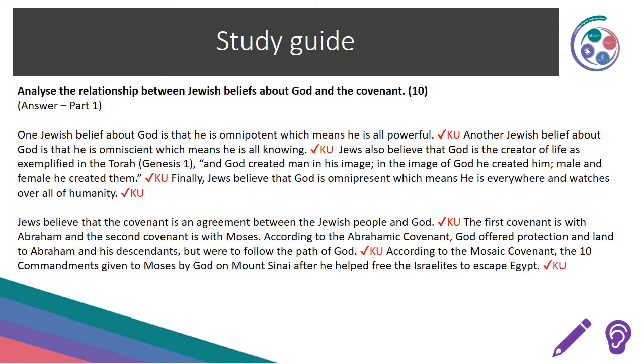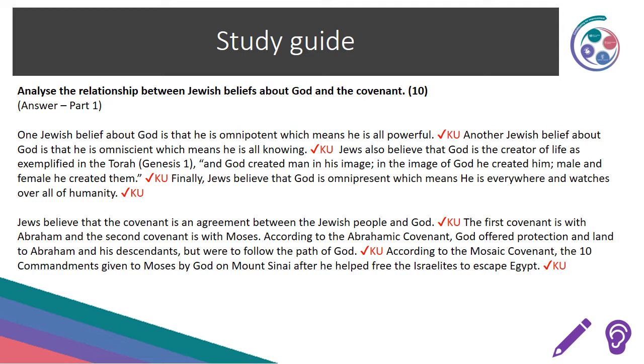Okay, so here's the answers, or where the marks lie for part 1. As you can see there are 1, 2, 3, 4, 5, 6, 7 KU marks in this first bit. The one Jewish belief about God is that he is omnipotent, which means all powerful. That's a KU mark. The second sentence, the Jewish belief about God is that he is omniscient, which means he is all knowing. That's a KU mark as well, because you're giving detailed facts that are relevant to the question. Talk about beliefs about God.